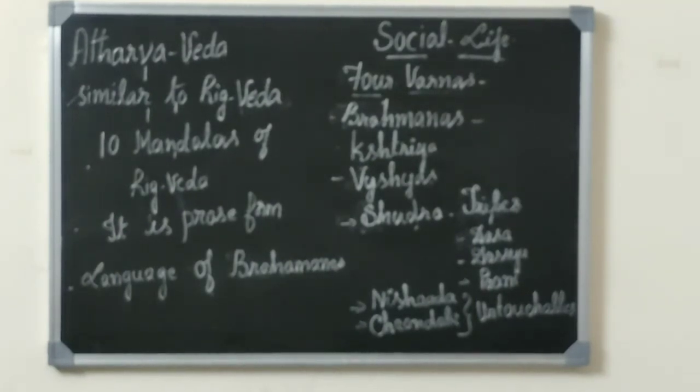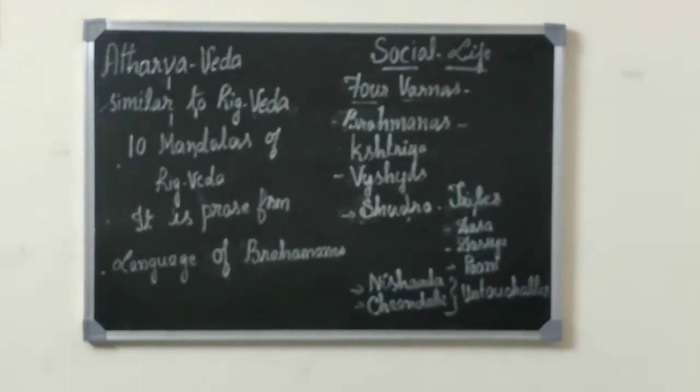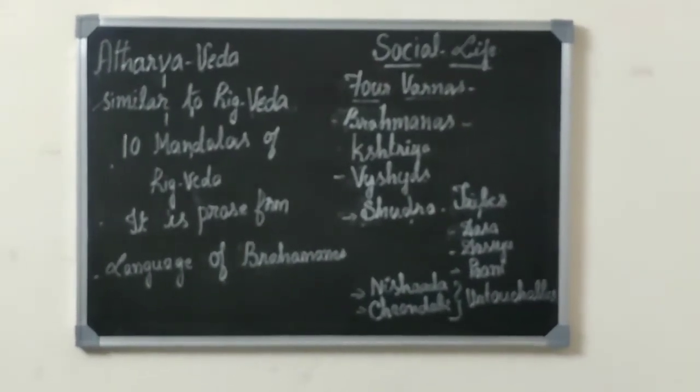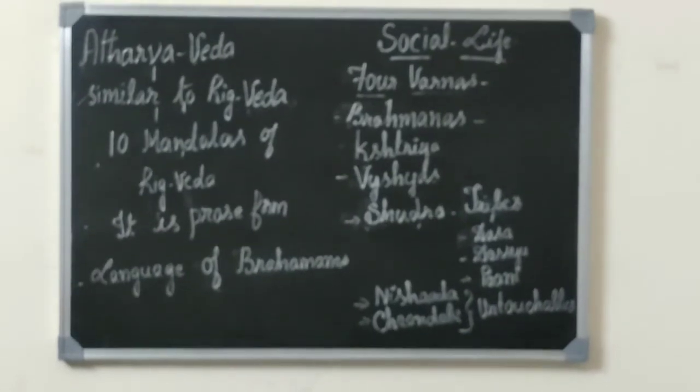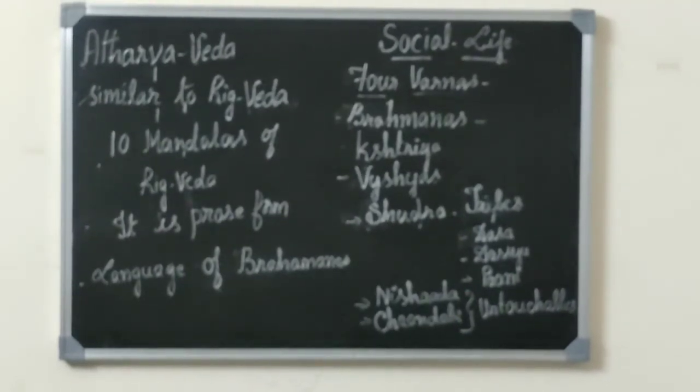Children, now we'll discuss the Atharva Veda. This Atharva Veda is similar to the Rig Veda. It is taken from the 10 mandalas of the Rig Veda. It is in prose form. The language which is used is called the language of Brahmanas.